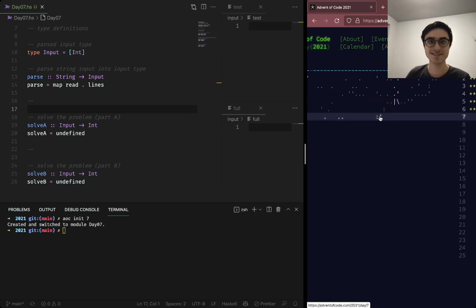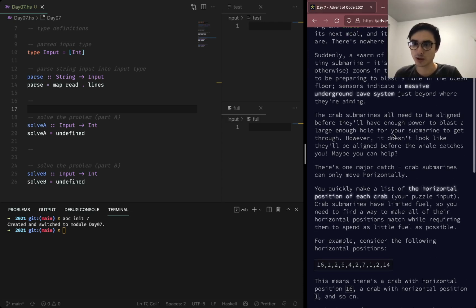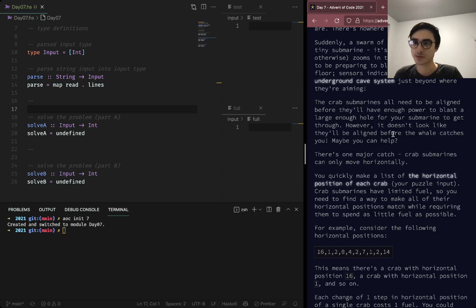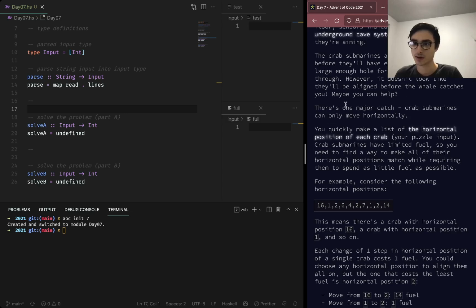All right, it's day 7. Here we go. A giant whale has decided to eat our submarine. Cool. So we've got some crabs, blasting a hole in a cave system. Crab submarines can only move horizontally.